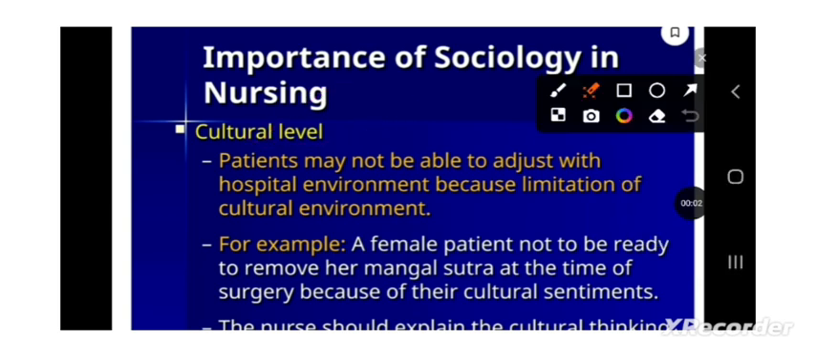The cultural level. Patients may not be able to adjust to the hospital environment because of limitations of their cultural environment. Addressing sentiments: sociology provides the basis for cultural competency and sensitivity. Nurses recognize that patients' behavior and refusals, like not wanting to remove a Mangal Sutra for surgery, stem from deeply held cultural beliefs and sentiments.